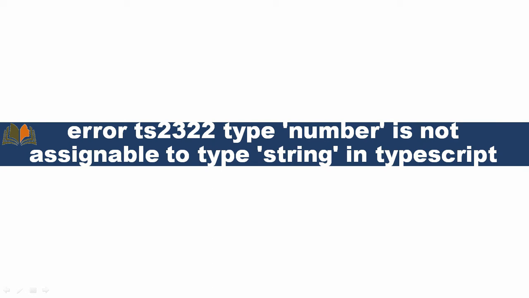And today in this video we will talk about a particular error which we usually face in our day-to-day programming life in TypeScript. The error is TS2322: Type 'number' is not assignable to type 'string' in TypeScript. Also in this video I will demonstrate with a simple example how to replicate or reproduce this error and how to handle such errors in TypeScript.